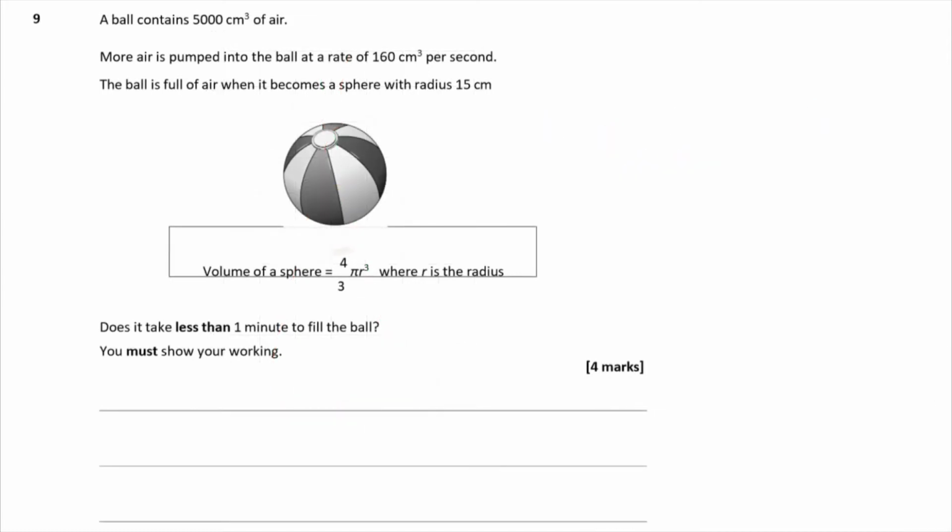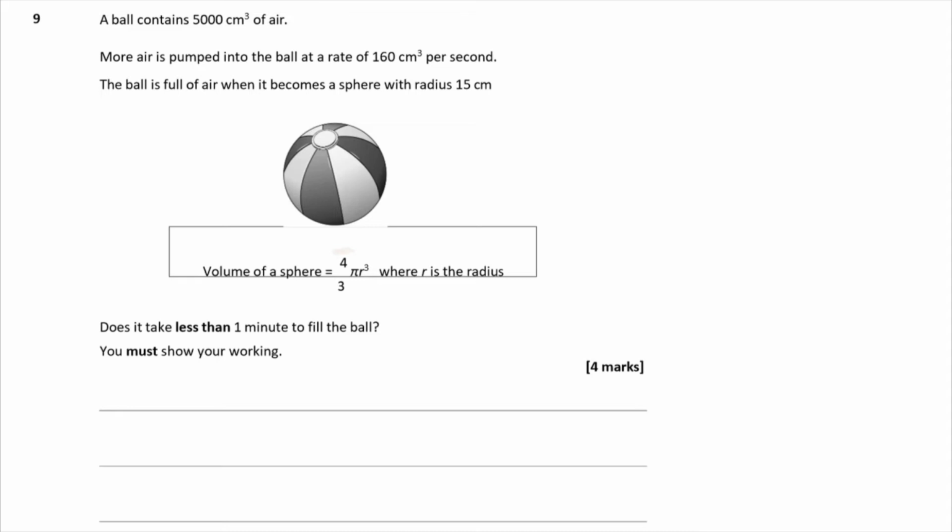Question 9. A ball contains 5,000 cubic centimeters of air. More air is pumped into the ball at a rate of 160 cubic centimeters per second. The ball is full of air when it becomes a sphere with radius 15 centimeters. We've been given the volume of a sphere formula. It's 4/3 pi r cubed, although probably it's just as easy to remember that, where r is the radius. Does it take less than 1 minute to fill the ball? You must show all your work.